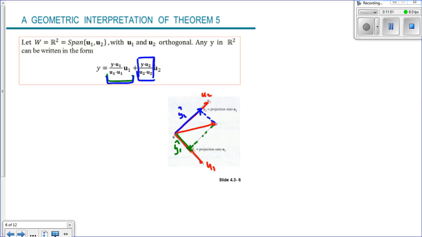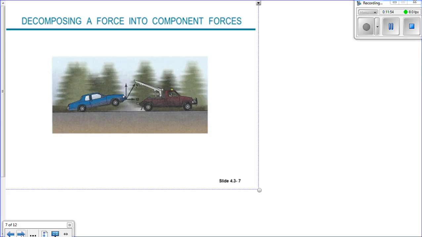Okay, so now why would you care to do this? Well, a lot of physics applications are working with forces. And so there might be some force that's applied in a certain direction, such as this, by the car being towed. Well, a lot of times there's a certain direction that you're interested in. So in this case, the direction we're mainly interested in is the horizontal direction, which is the direction of movement. So we may be more interested in that direction than we are in the direction that the force is applied.